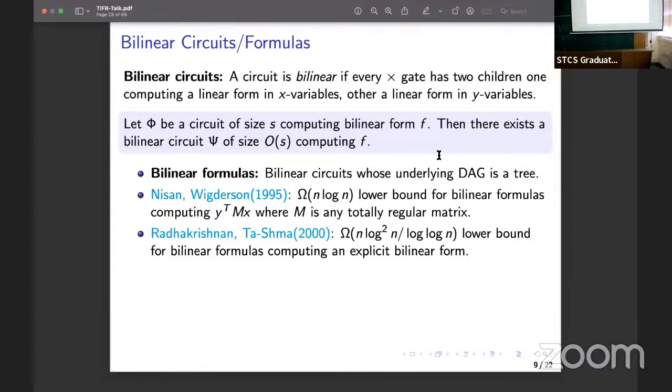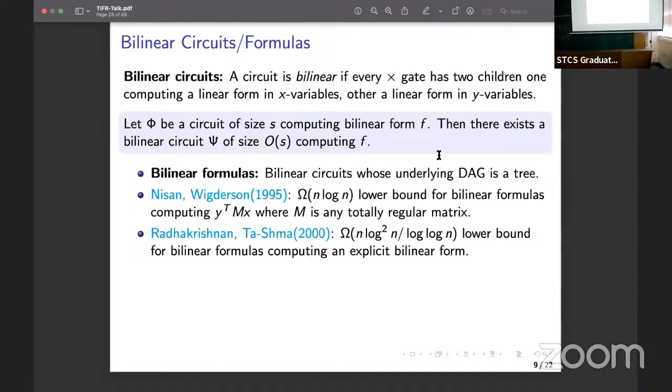For bilinear circuits, we currently don't have any lower bounds better than omega n, the same situation, since there are 2n variables you have to read. So now I can try and restrict this bilinear circuit so that the underlying DAG has to be a tree. You will get a bilinear formula. A bilinear formula is one where the underlying graph is a tree, and additionally every product gate has two children, one computing a linear polynomial in x, the other a linear polynomial in y. Now you can ask, can we say better than omega n lower bounds?